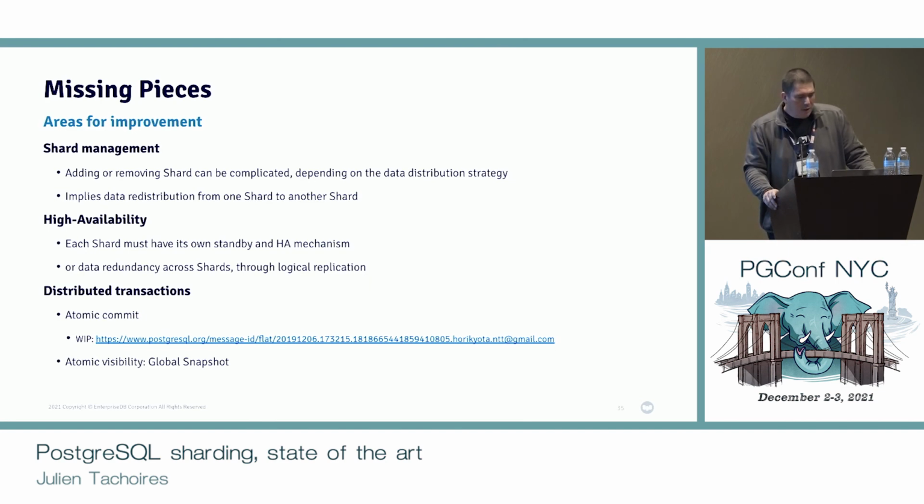In terms of high availability, there is no built-in mechanism helping here. So for each shard node, we should set up at least one standby node and its own high availability mechanism. Another solution would be to implement data redundancy across shards through logical replication, but it implies additional tooling. And about distributed transactions, atomic commit and visibility involving multiple Postgres servers are missing.